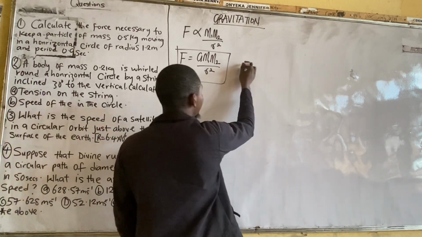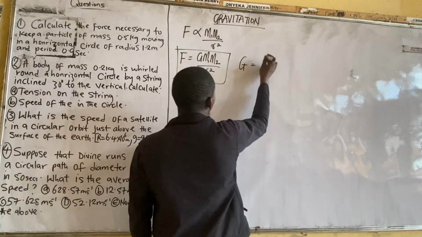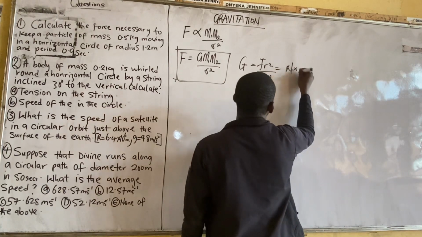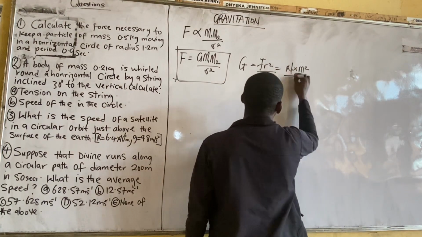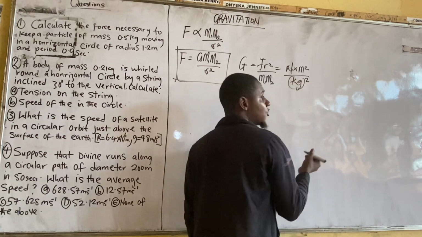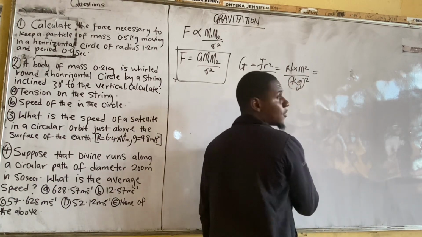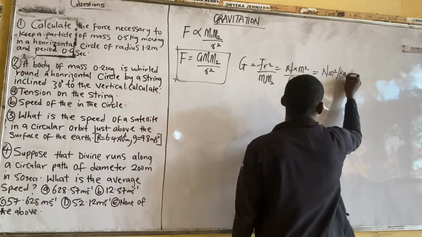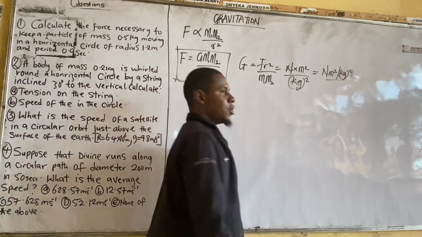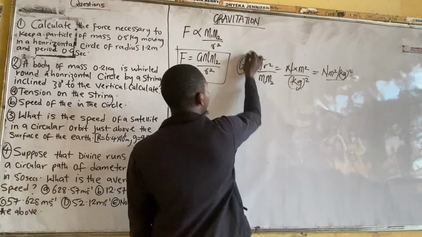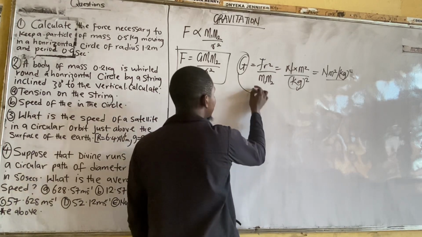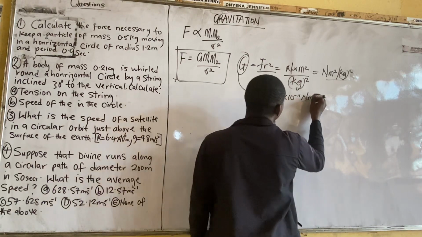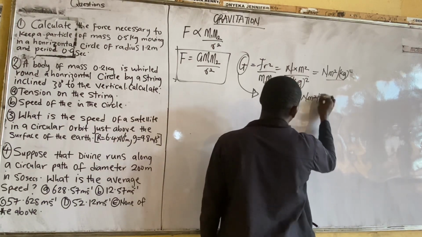Let's get the unit for this gravitational constant G. G is F r squared by m1 m2, giving us Newton times meter squared by kilogram all squared. So using unit analysis, we have Newton meter squared per kilogram squared. This is the unit, and this gravitational constant has the value of 6.67 times 10 to the power minus 11 Newton meter squared per kilogram squared.